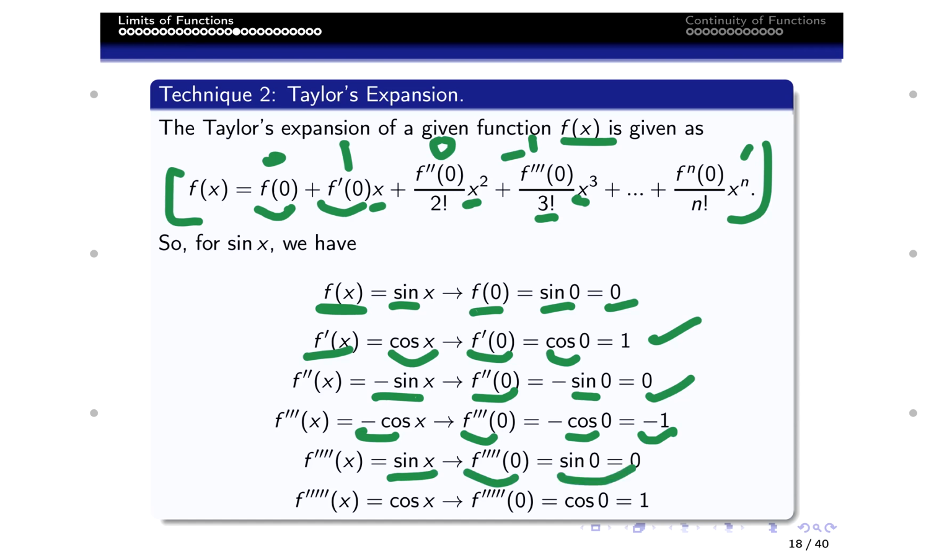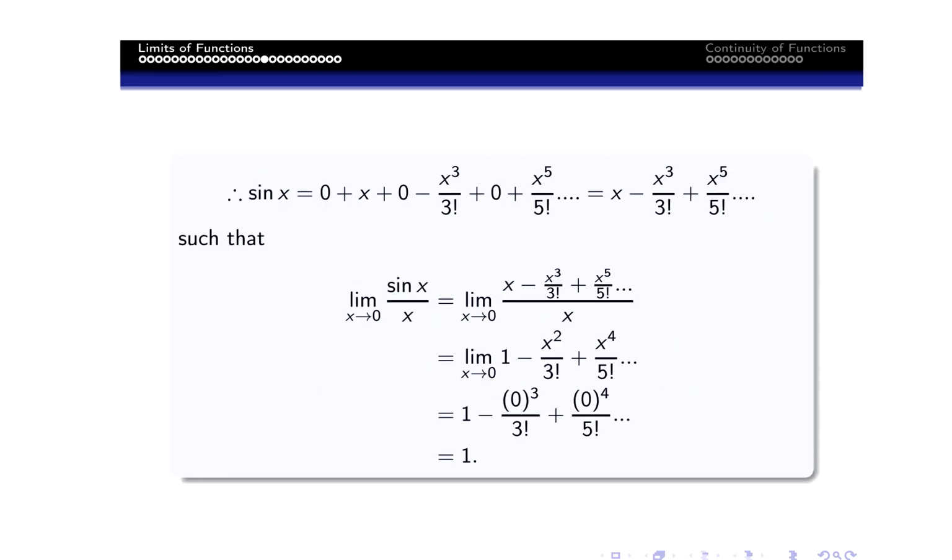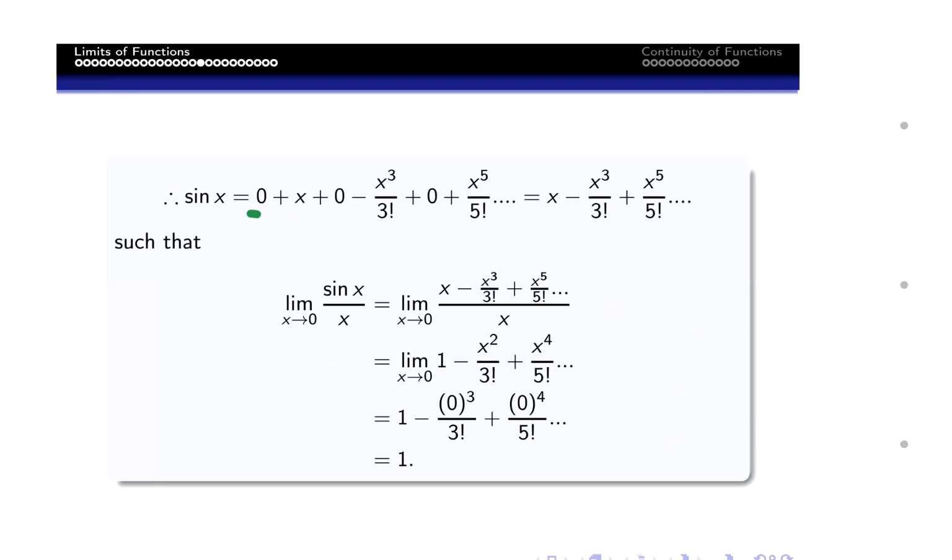So you see that for even derivatives you get 0, but for odd derivatives you get nonzero values, and probably that's why we say that sine x is an odd function. Then the fifth derivative: differentiate sine x, you get cos x, so for the fifth derivative you also get cos 0, which is 1. At the end of the day, we can put all this together to get this nice expression that sine x is 0 plus 1 times x plus 0 minus x cubed over 3 factorial plus 0 plus x raised to power 5 over 5 factorial.